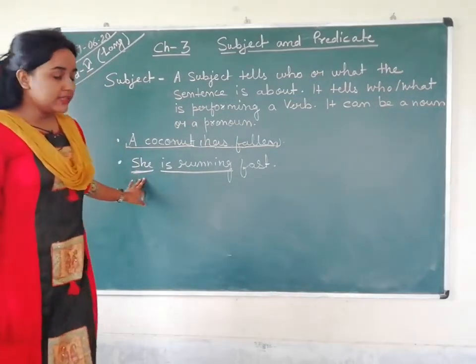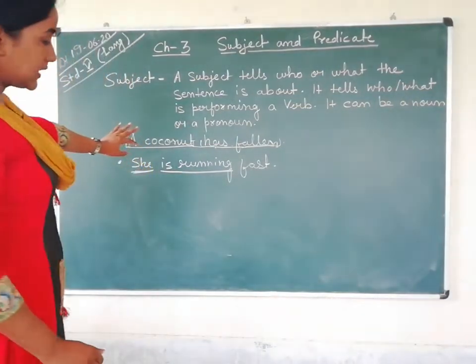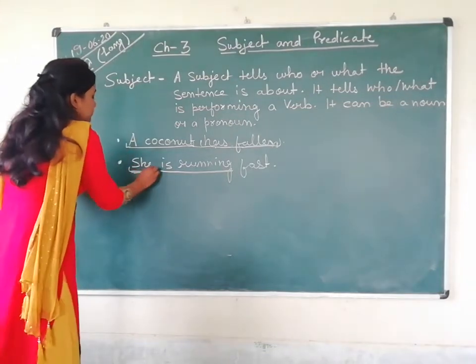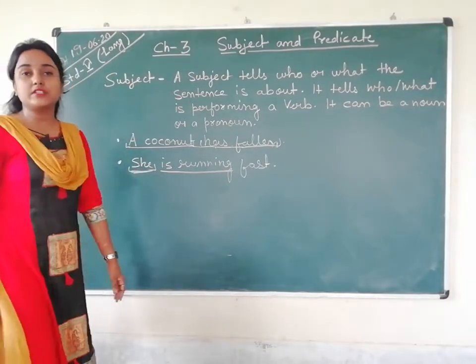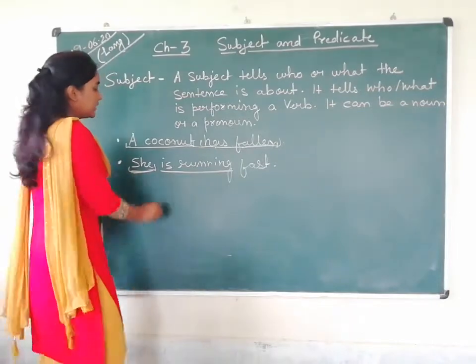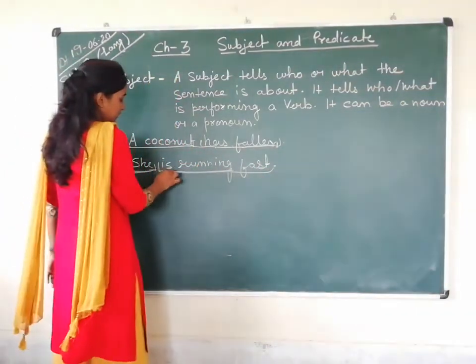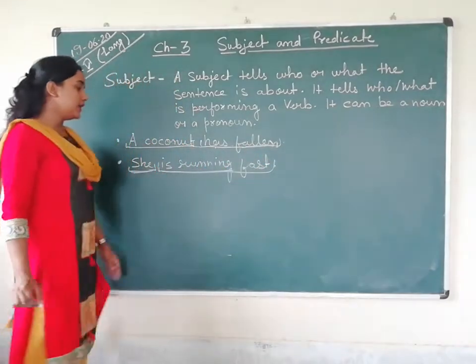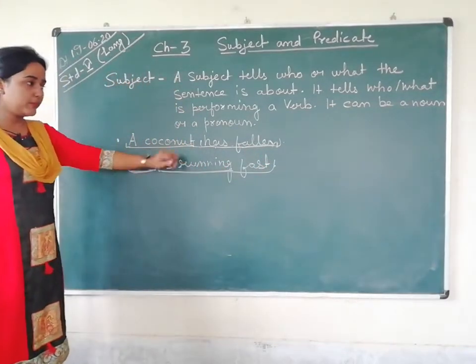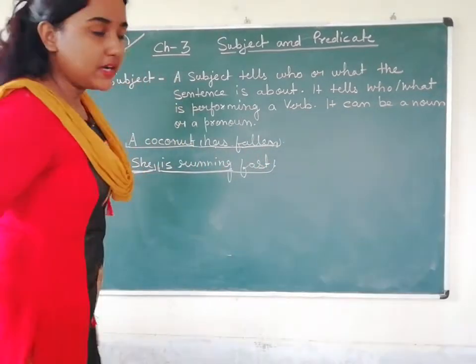In the second case, similarly, she is the subject. So what is the remaining part of this sentence? The remaining part, running fast, is our predicate. So what is the predicate?